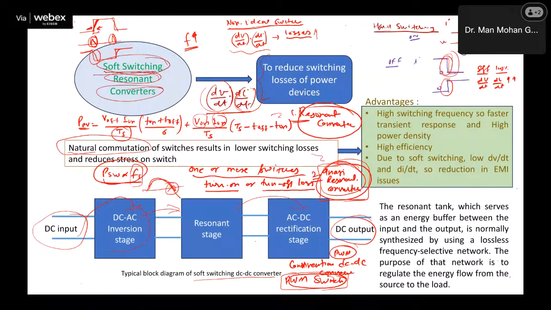So the resonant tank, which serves as an energy buffer between the input and the output, is normally synthesized by using a lossless frequency selective network. The purpose of that network is to regulate the energy flow from the source to the load.